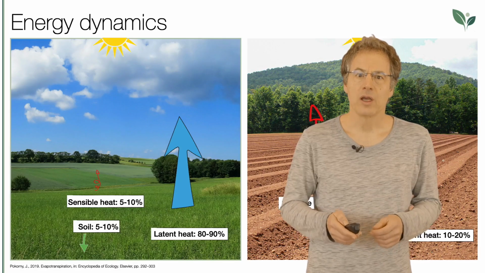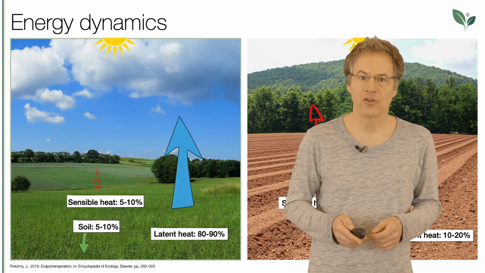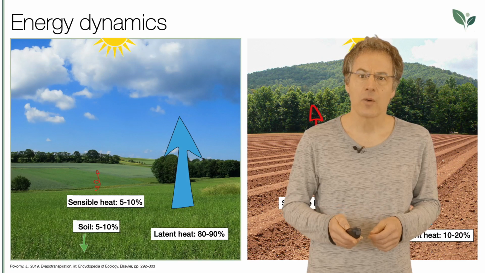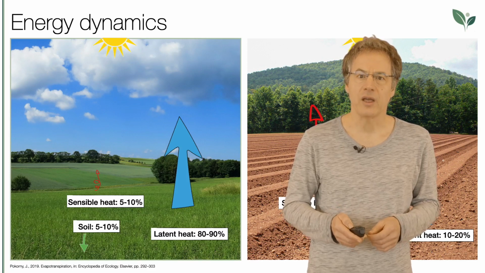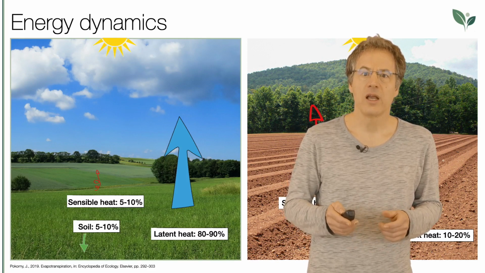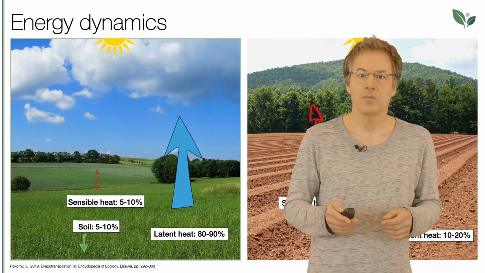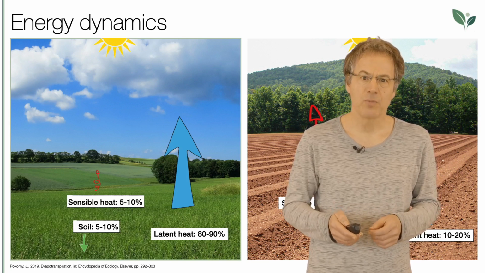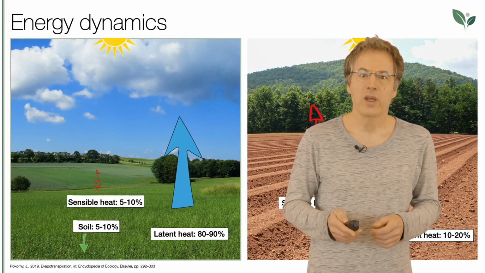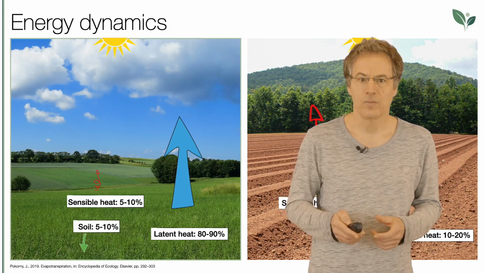If we now look at what this looks like on an area densely overgrown with vegetation, such as a meadow or forest, then we see that the soil absorbs about 5 to 10% of the energy of the incident solar radiation, which it later releases via long-wave heat radiation. A small part of 5 to 10% passes into the so-called sensible heat. That is what we can feel, because the solar radiation warms the air around us.